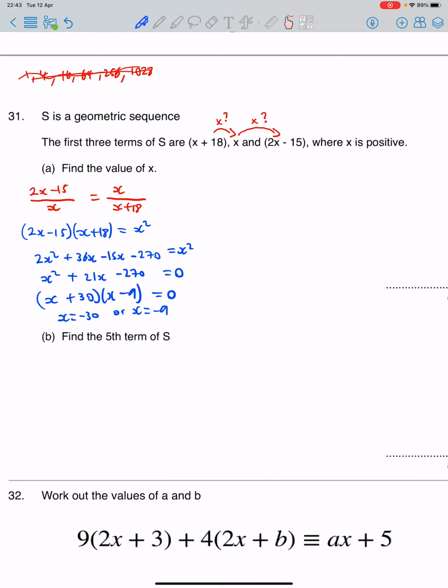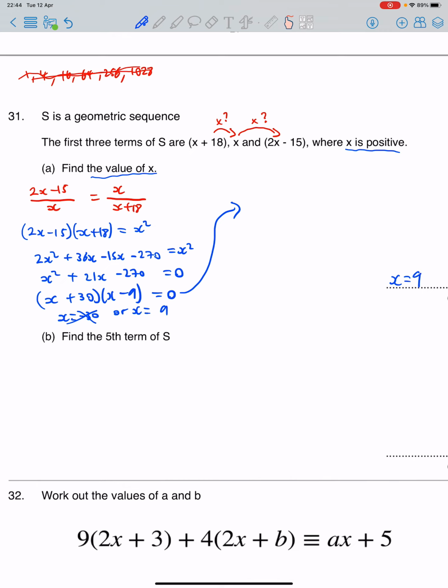Okay, but wait. It says find the value of x, so it's only one value of x. And the question also says where x is positive. So we know it cannot be minus 30, so we just say that x equals, oh wait, this should be that x equals 9. Let me just explain this line a bit more clearly for people. So I find that the answer is x equals 9, but let me explain.